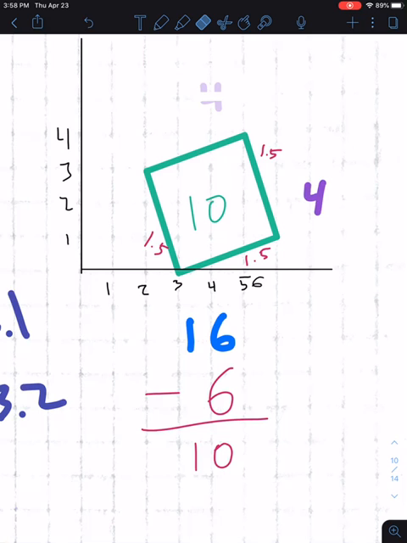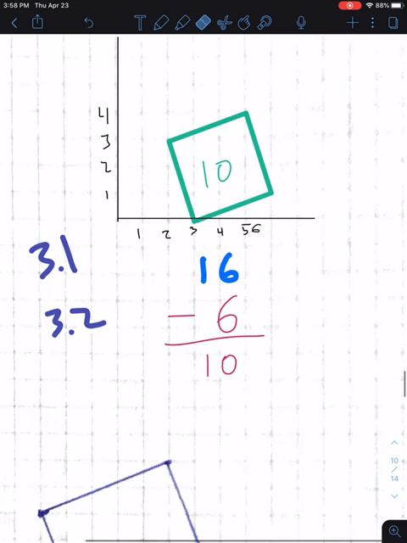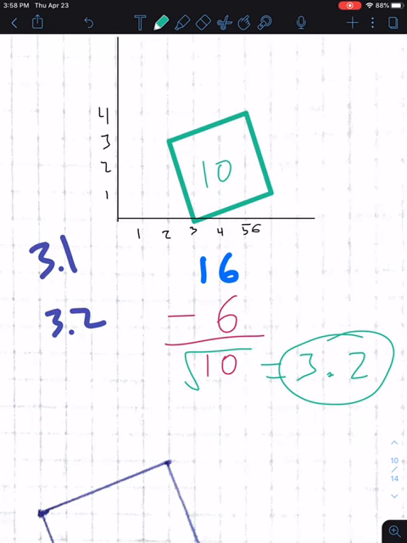Now let's see what this does. If we know that that's 10, let's use a calculator and figure out the square root of 10. If you type in the square root of 10, you get 3.16227766017. Roughly, if you rounded it, it's about 3.2. It's right in between 3.1 and 3.2. So a good estimate for the length of this line right here would be 3.2.